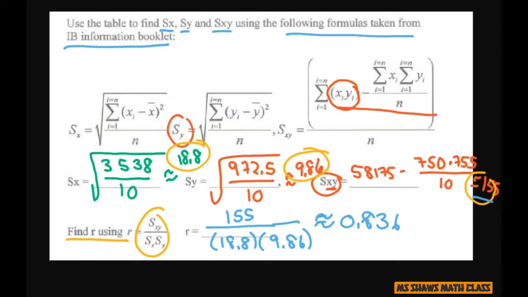So how was our prediction? Well, our prediction was 0.85. So it's indeed a strong positive correlation. So you had a good prediction.